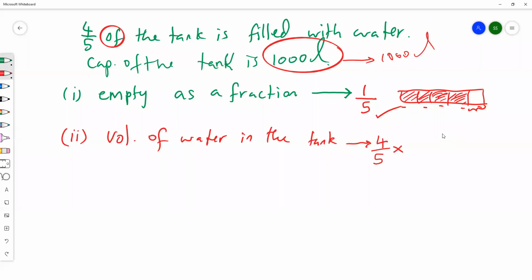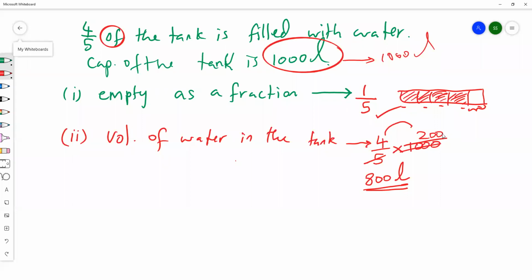What is the total capacity? Is it given? That is 1000 liters. 1000 over 5, we can cut off, 200. 4 into 200 is 800 liters, the volume of the water in the tank.